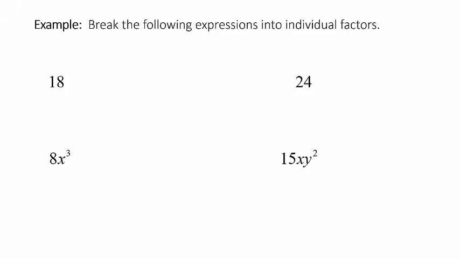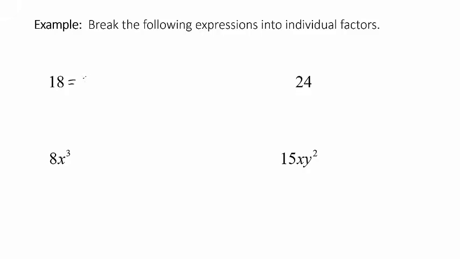So a factor of an expression is just something that when you multiply it by another factor, it gives you that original expression. So it's just breaking something into multiplication. Okay, so let's not even worry with variables for a minute. Let's just take a simple number like 18. If we break this into its individual factors, what factors do you think of?